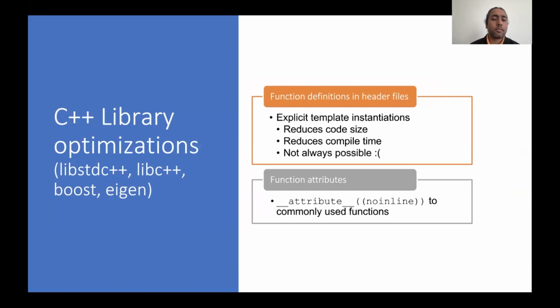All right, moving on to C++ library optimizations. Popular C++ libraries like the standard library, Boost, Eigen, etc. have a very common pattern. The pattern is that most of the functions or utilities are defined in header files. It has its advantages, I agree. But a side effect is code size. All those templates get instantiated in every translation unit and incur code size overhead, compile time overhead, etc.